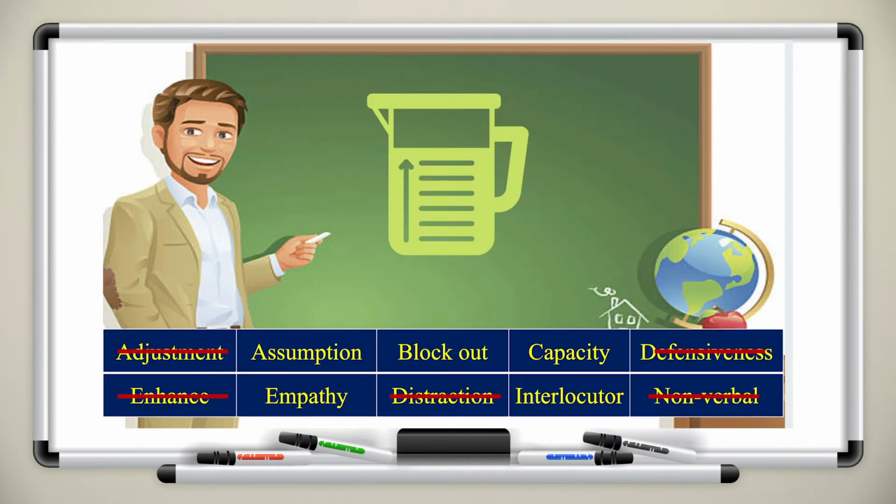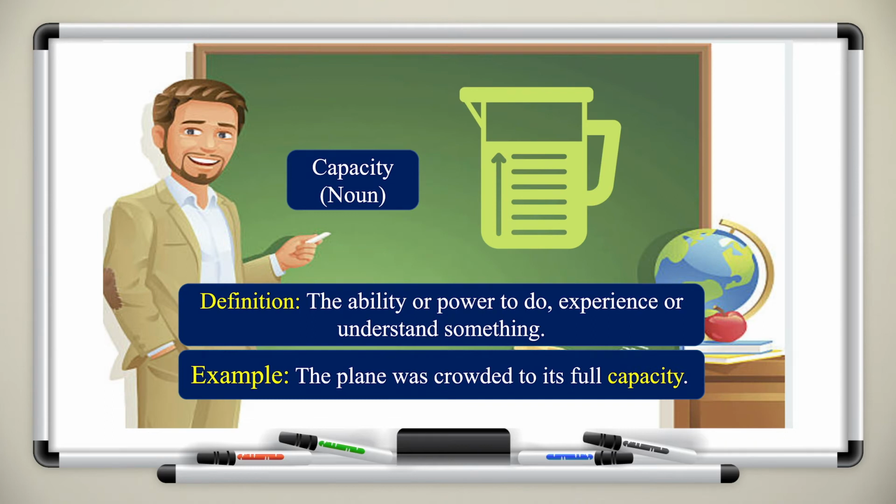Looking at this picture, you can see there's a cup. Almost half of this cup is full, so the remaining is empty. This image refers to the word capacity. The definition is the ability or power to do, experience, or understand something. For example, the plane was crowded to its full capacity, so there's no room for other passengers.